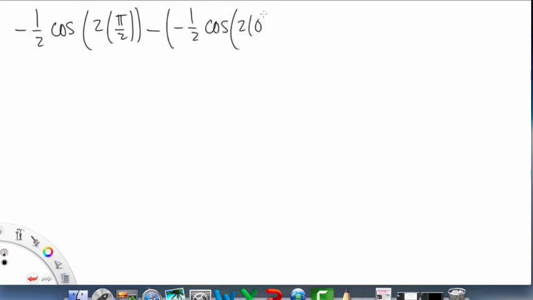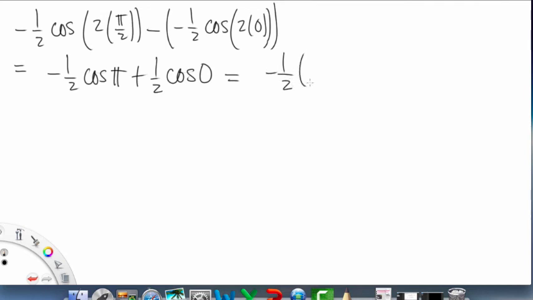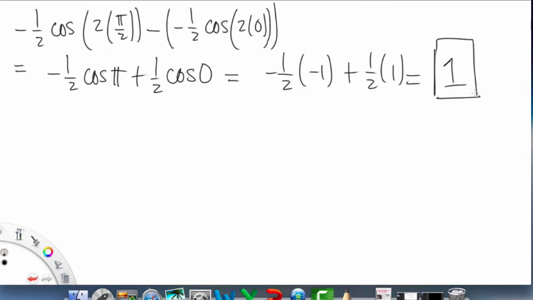All right, so when we plug in, we get negative 1/2 cosine of 2 times pi over 2 minus a negative 1/2 times cosine of 2 times 0. Okay, a lot of parentheses going on here. What this turns out to be is negative 1/2 cosine pi plus 1/2 cosine 0, which equals negative 1/2 times negative 1 plus 1/2 times 1, which is 1/2 plus 1/2, which equals 1. Okay? So that is our final answer for that problem.